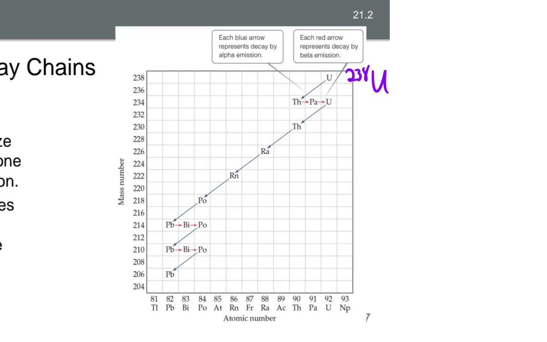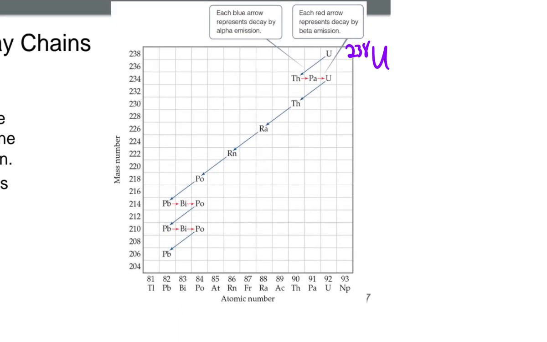We'll take a look at our chart here. On our chart, we have mass number on our y-axis and atomic number on our x-axis. We're starting with uranium-238. The first type of decay it will undergo is alpha emission. In this figure, it's using blue arrows to show alpha emission, and the red arrows are beta emission.